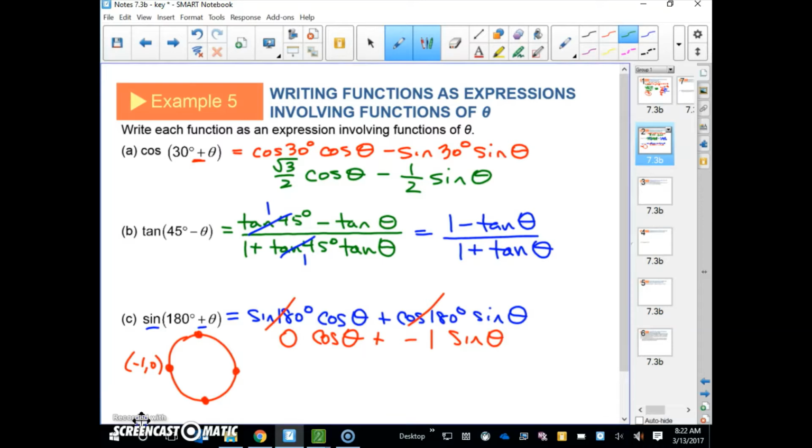And so I'm looking at 0 times cosine theta plus -1 times sine theta. This is going to fall out. 0 times cosine theta is going to be 0. But it's 0 plus -1 times sine theta, and that simplifies to just negative sine theta.